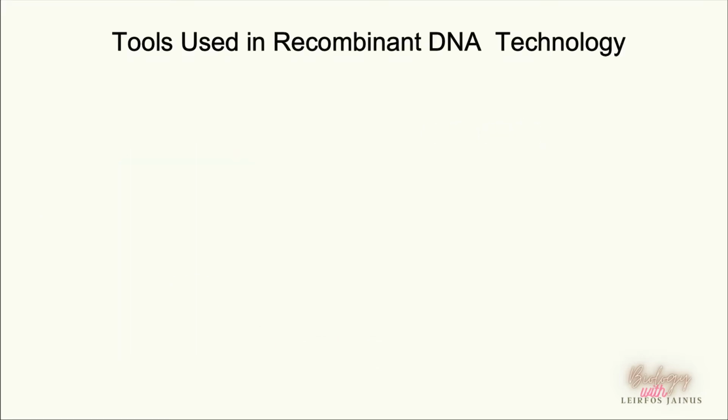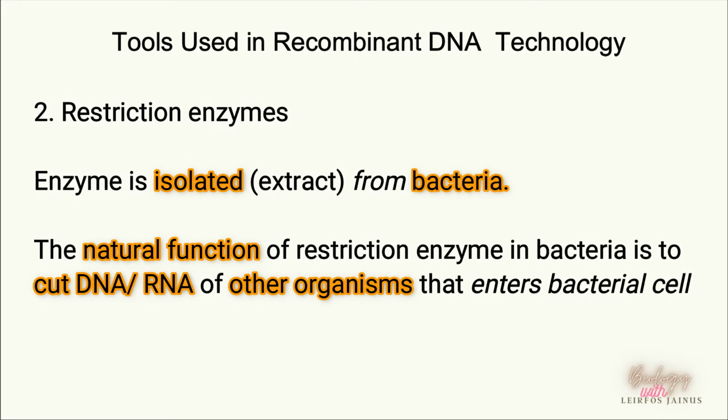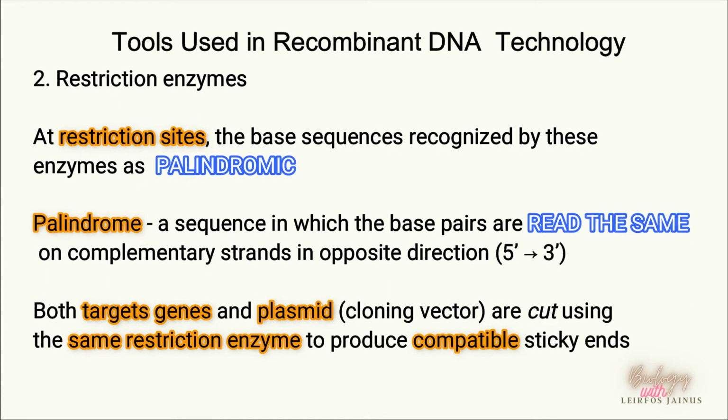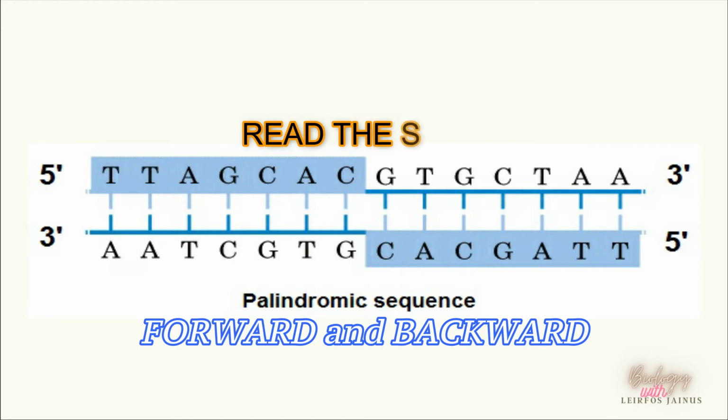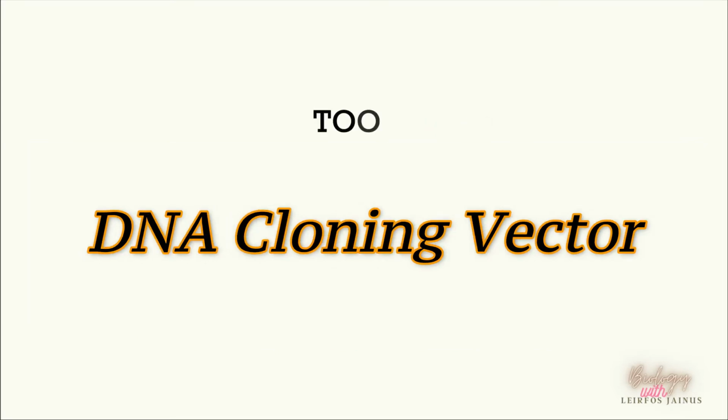The restriction enzyme is extracted from the bacteria, and its natural function is to cut DNA or RNA from the other organisms that enter the cell. The restriction site is the part of the DNA where the restriction enzyme can recognize and cut the DNA. The restriction site, also known as palindromic sequence, is one in which the base pairs are read the same in opposite direction on both complementary strands.